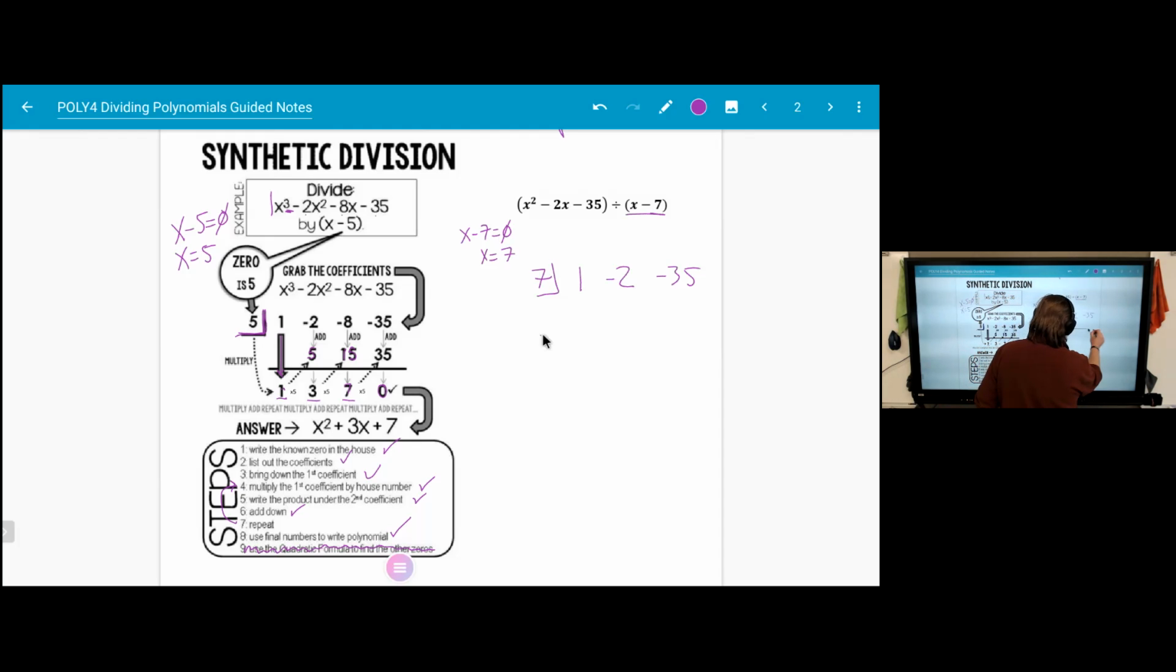I'm going to give myself a little line. I like to make this extra thing. I call this the remainder box. This would have been right here had we put it over there. I'm going to follow the steps. I'm going to drop the 1 straight down.